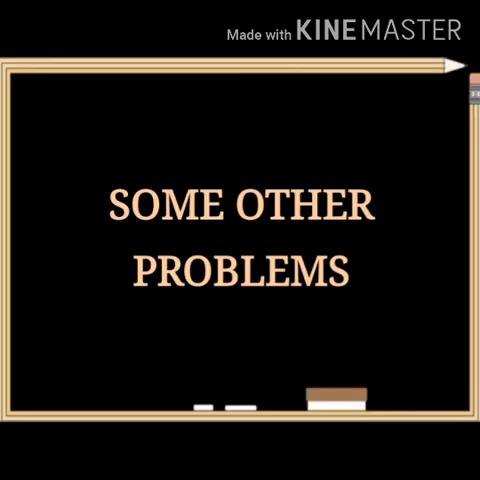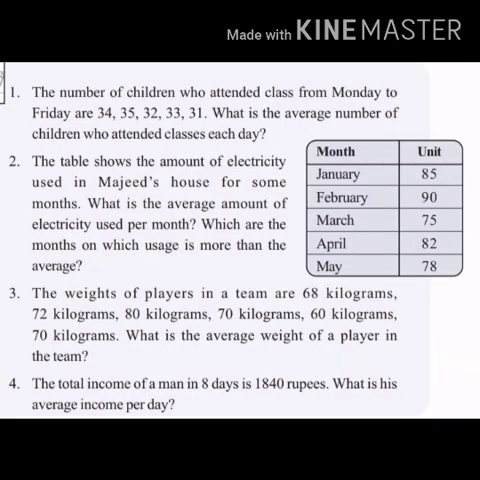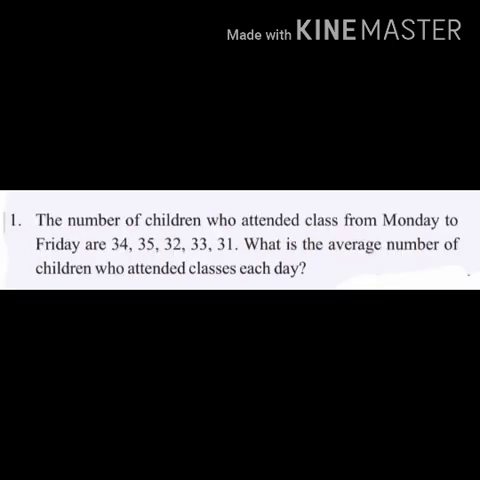Let's do some other problems. There are 4 problems in our textbook. Let's check it. Here the first question is, the number of children who attended class Monday to Friday are 34, 35, 32, 33 and 31. What is the average number of children who attended classes each day?